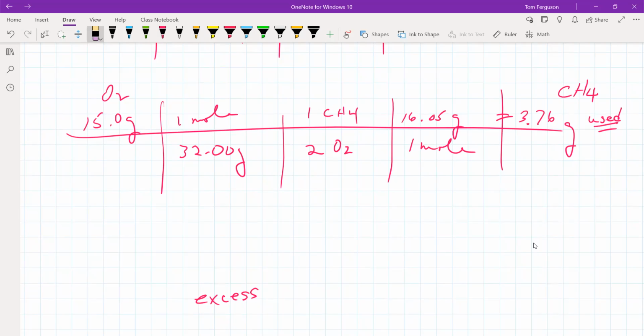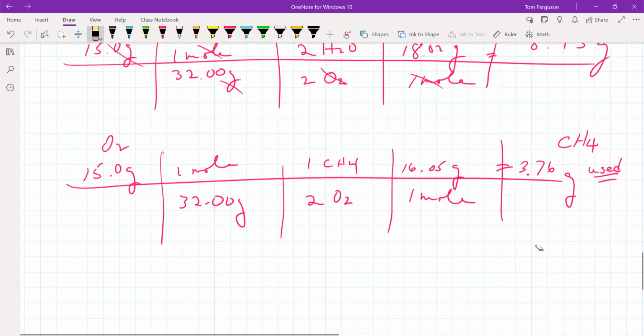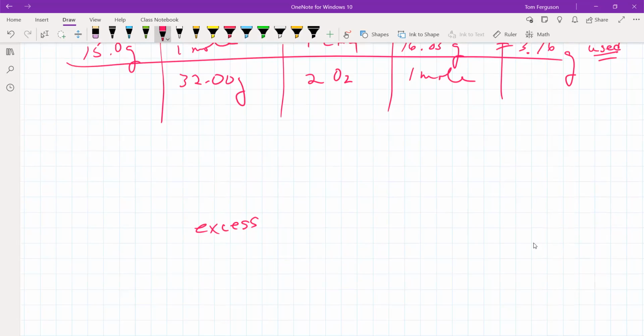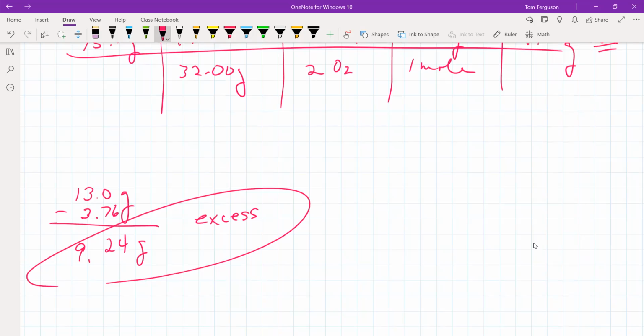Okay, so we started with 13 grams of methane. And we're going to use up 3.76. What is it? 24. So we're going to have 9.24 grams left over or excess. So that's the 4 calculations you have to make. So 3 of them are kind of stoichiometry problems, and the last one is a simple subtraction.